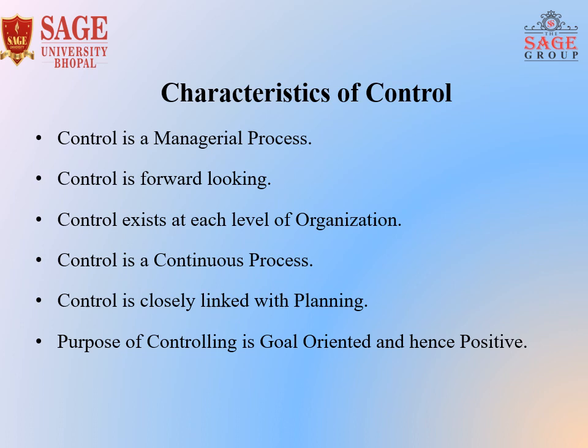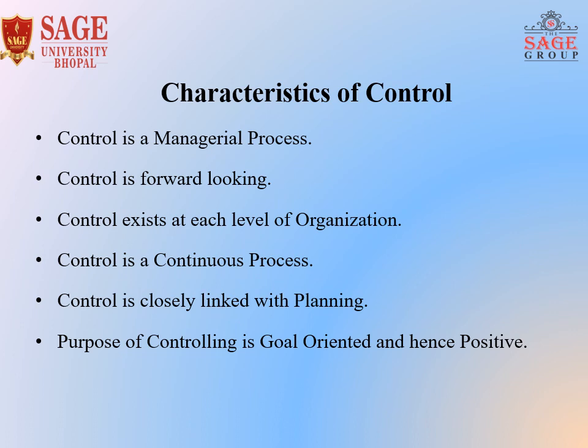Control is a function which exists at all levels of organizations, like top level management, middle level management, and the supervisory level. At each level, we require control. Control is not a one-time process, it's always a continuous process. We have a cycle. In the next slide, we will also discuss the control process. So we know control is a continuous process. We need improvement every time, so we use the controlling function.